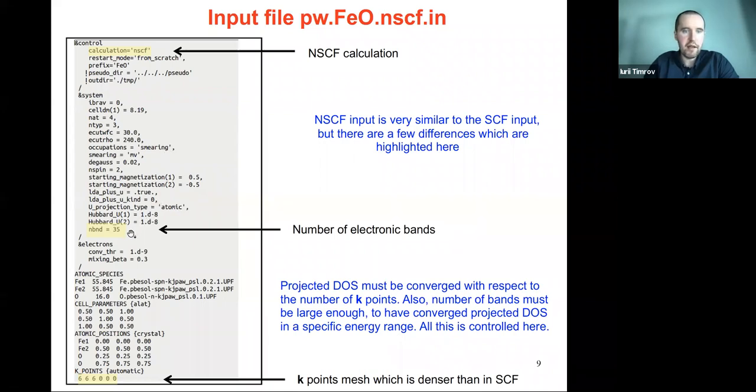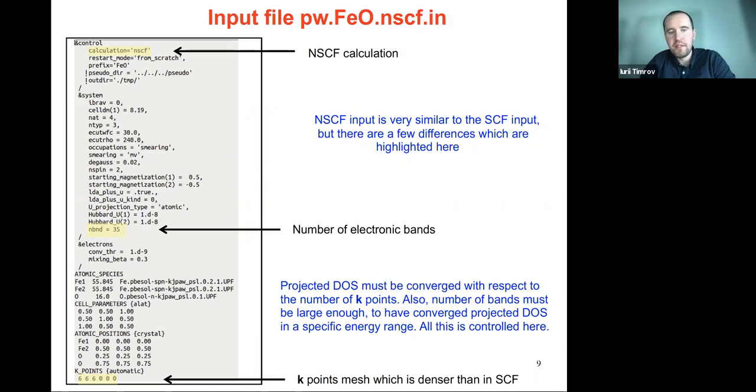Just in yellow, I highlight that we need to add a number of bands. In this case, it's 35. We didn't specify this parameter in the SCF input because in the SCF, the code will compute just the occupied states for insulators. And for metals, it computes occupied states plus 20% of empty states. So since iron oxide is a metal, we add smearing. So we have not only occupied states, but a little bit of empty states and partially occupied states.